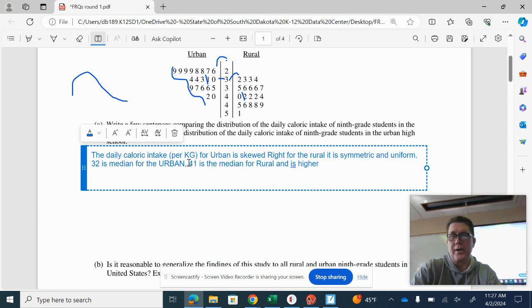You want to get comparative language in there. We talked about that in the other section, but now we've compared the median. So in terms of the C, we've got the median, the center, and we've compared both of those.